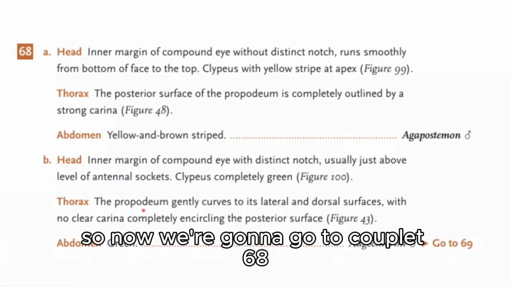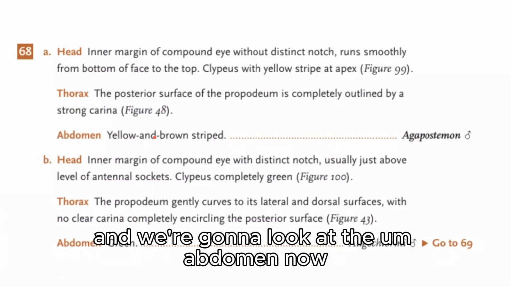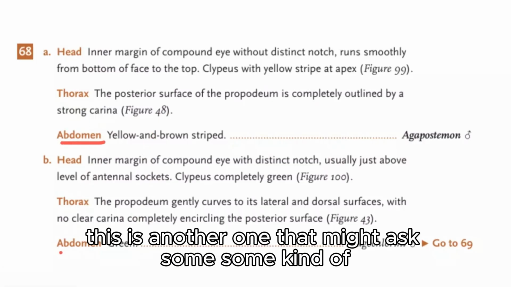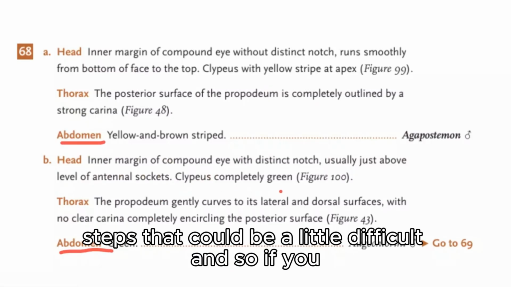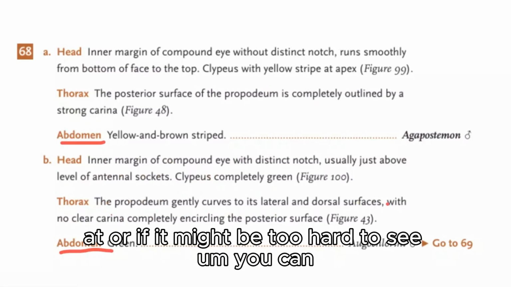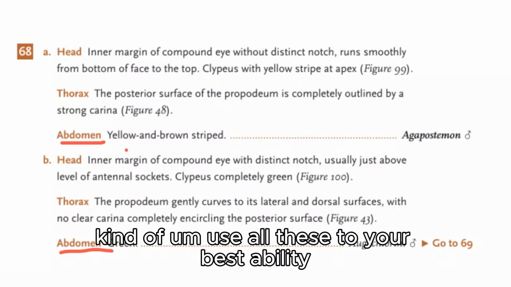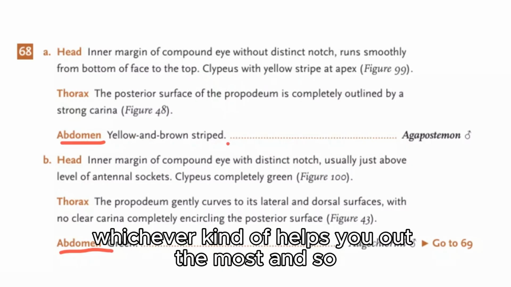So now we're going to go to couplet 68, and we're going to look at the abdomen now. This is another one that might have some steps that could be a little difficult. And so if you don't really know where this part is, or if it might be too hard to see, you can use all of these to your best ability, whichever helps you out the most.